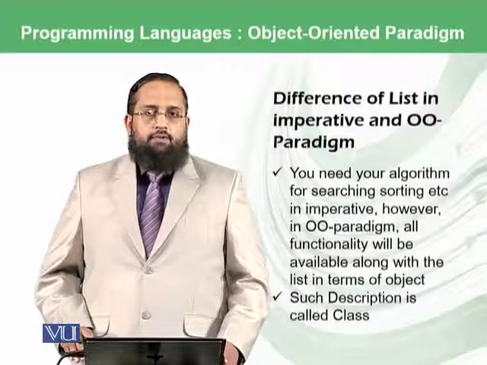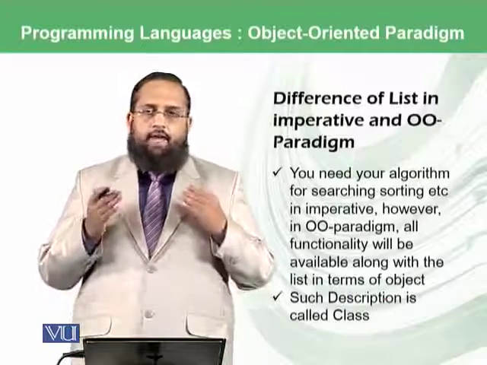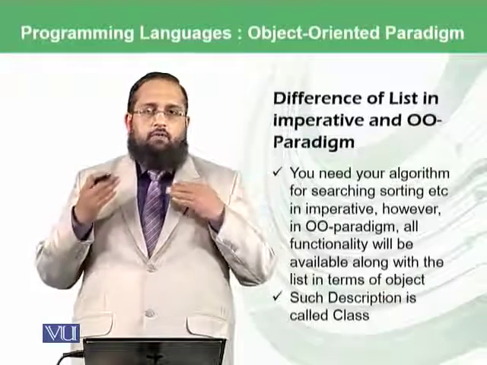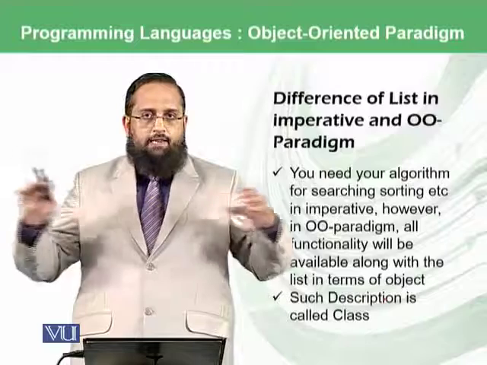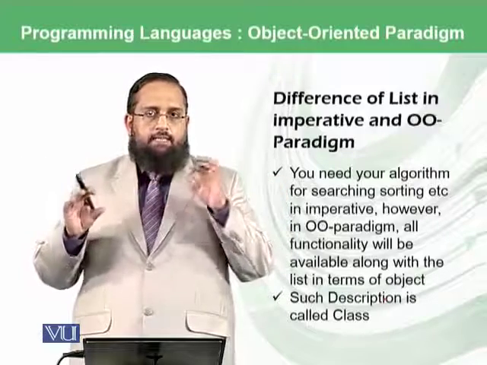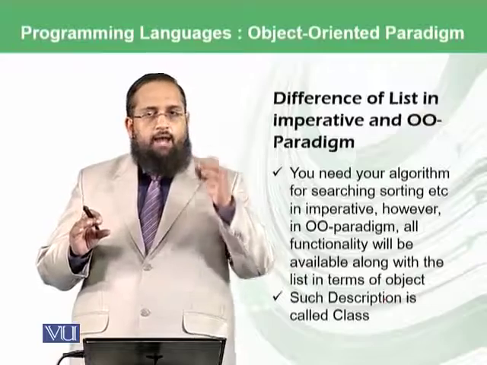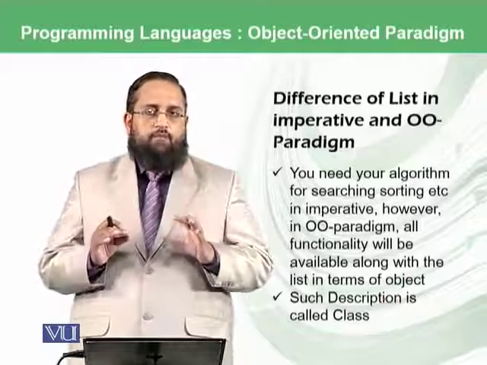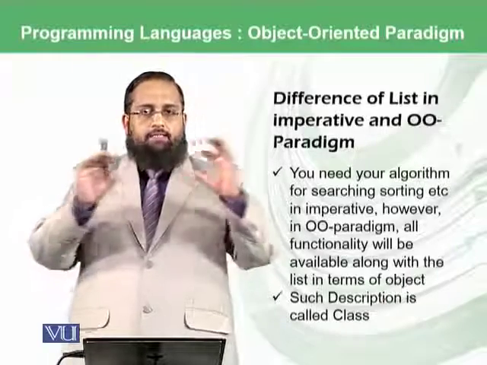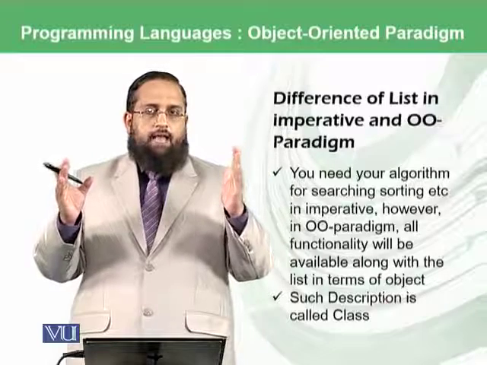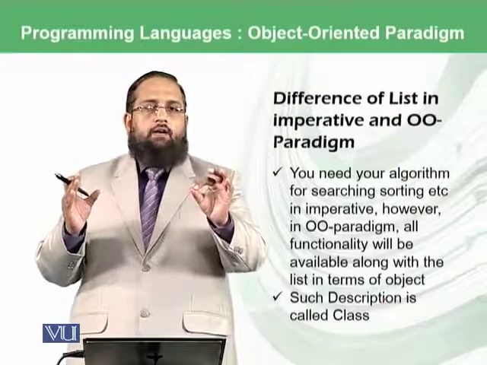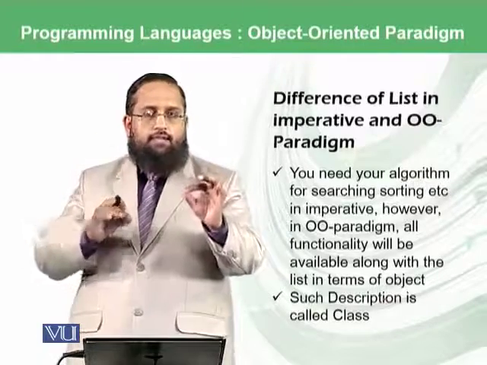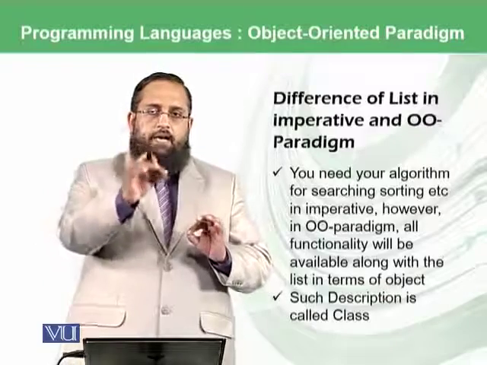So what would be the difference between a list, which we have discussed in many modules when we discussed the sequential search algorithm and binary search algorithm? We have a list, and if that list is contained in the imperative paradigm and that list is contained in the object-oriented paradigm, what would be the difference? In the imperative paradigm, that list is contained as a list, and if you, for example, want to sort that list, you need to write your own algorithm to sort it. If you want to search within the list, you need to write an algorithm which searches that list.